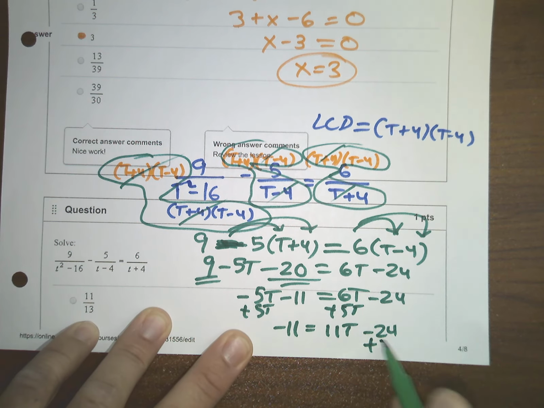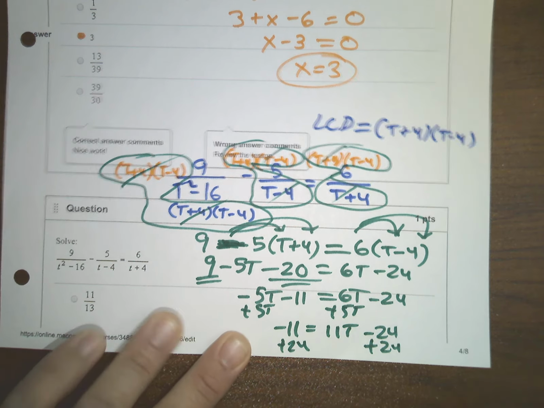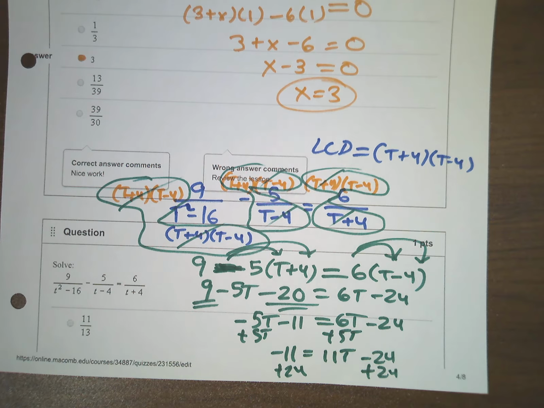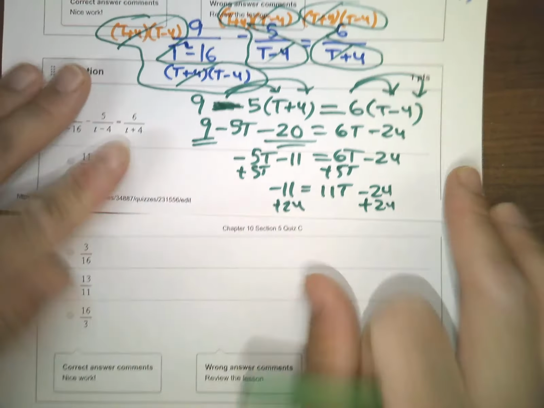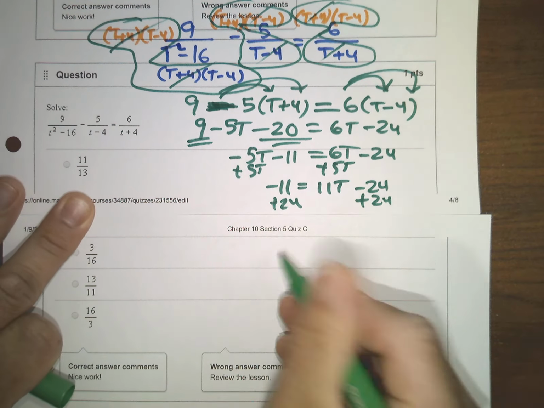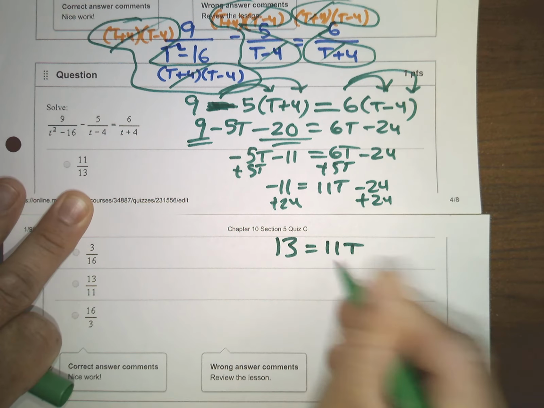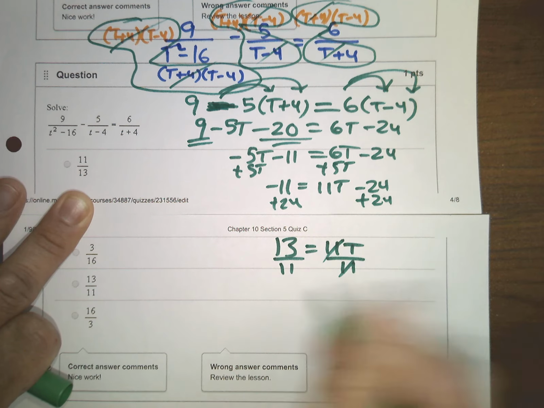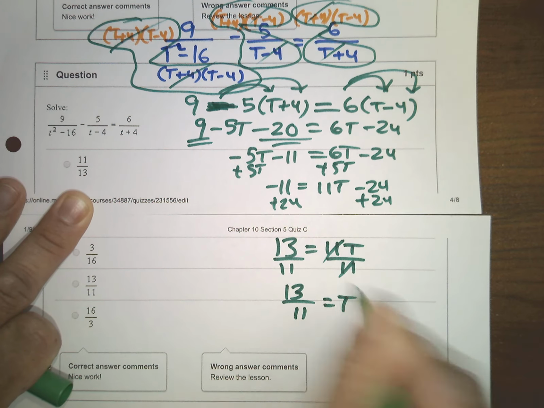Then we'll add the 24 on each side. So negative 11 plus 24 is 13. So we have 13 is equal to 11t. Then divide by 11 on each side. So 13 over 11 is equal to t.